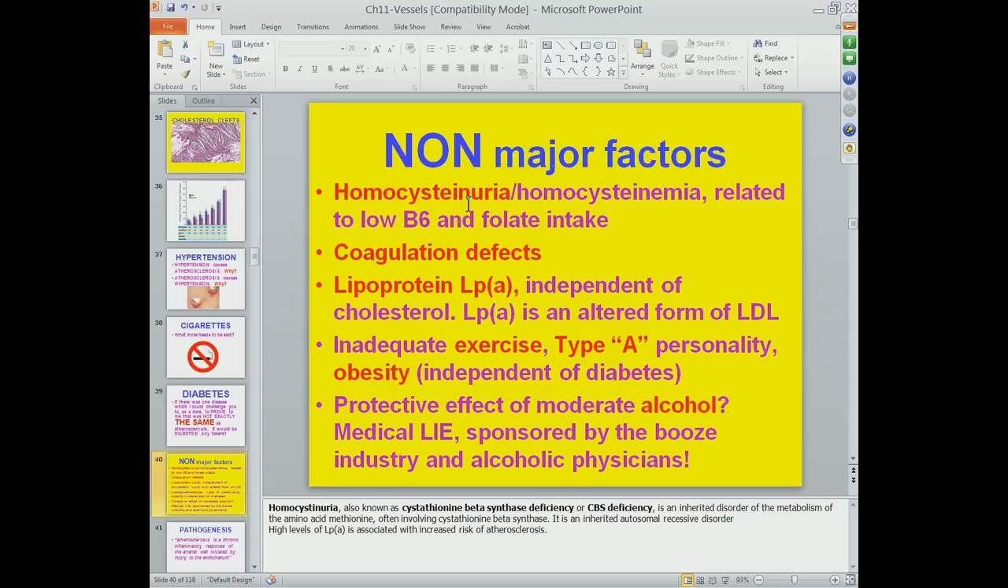There's a genetic disease called homocystinuria, and the reason you get homocysteine spilling off into the urine is because there's too much of it in the blood. There's homocystinemia, and that's because of a deficiency of a specific enzyme called CBS, cystathionine beta synthase deficiency. It's a genetic disease, but it can also be aggravated by low B6 and folate intake.